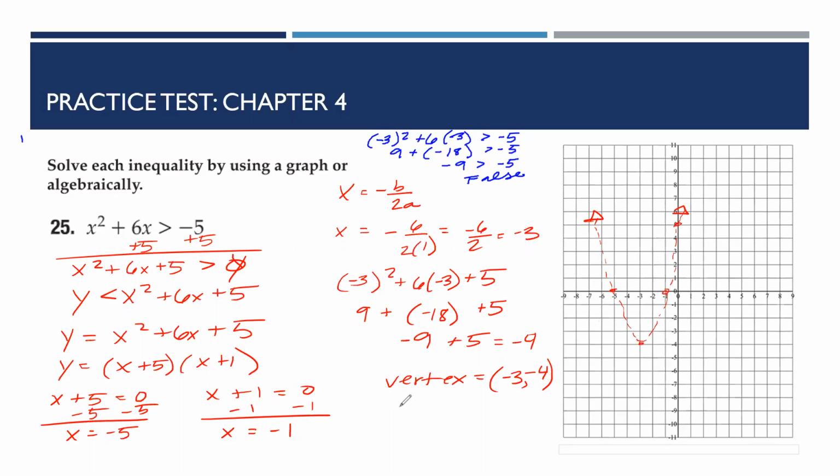So the way that I would write that is x is less than negative 5, or x is greater than negative 1. So it's anything over here all the way around, right? Anything below negative 5 and anything above negative 1. So when x is greater than negative 1, nothing in between. And that's how you would write your solution.